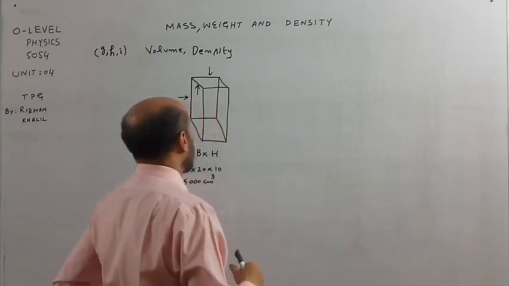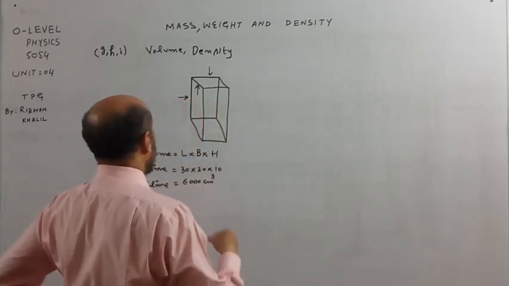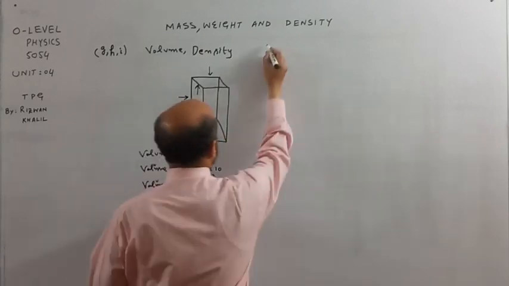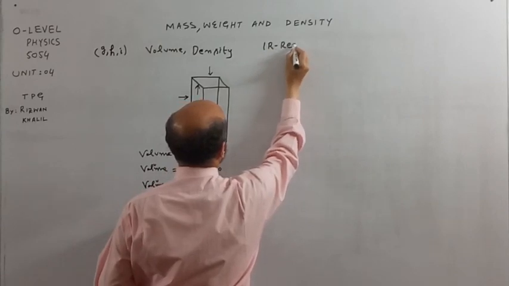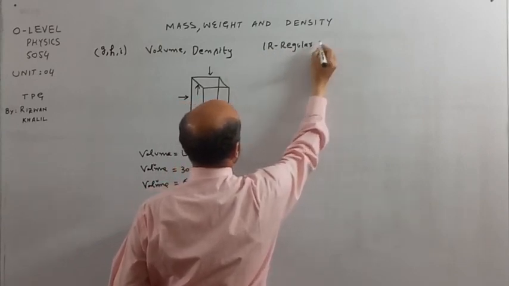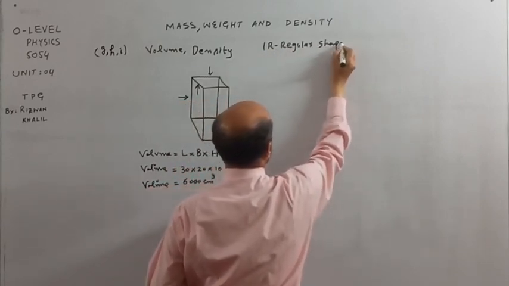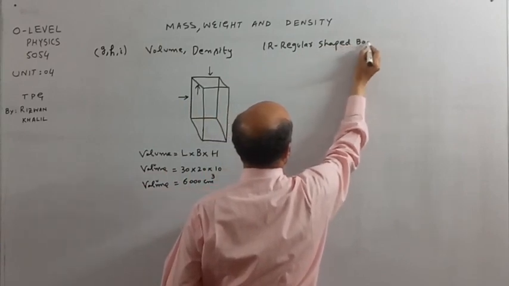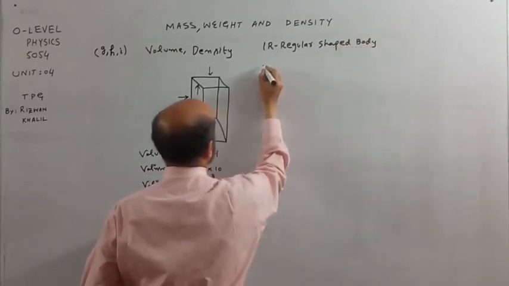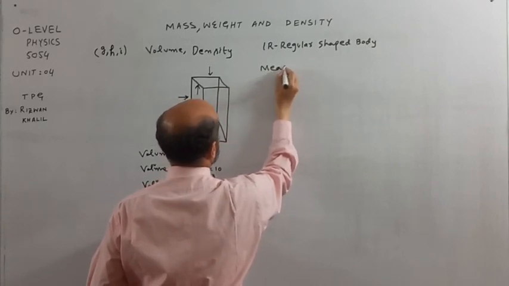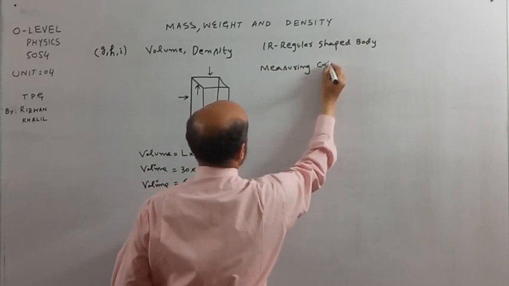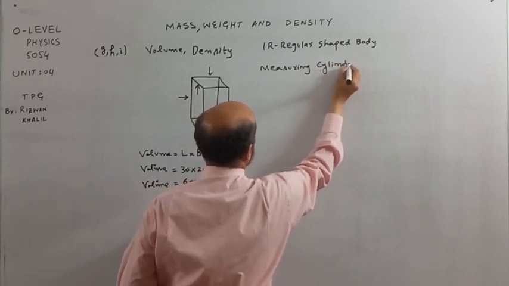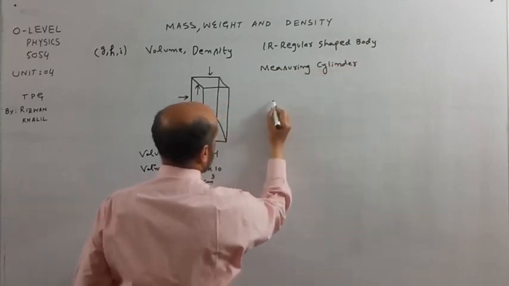In order to calculate or find the volume of an irregular shaped body, I will use a measuring cylinder. Measuring cylinder is like this.